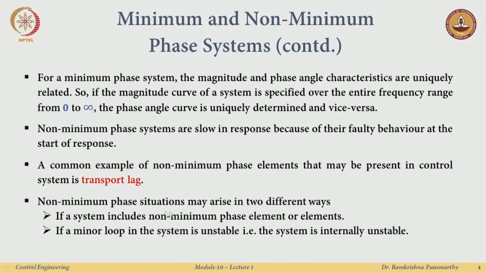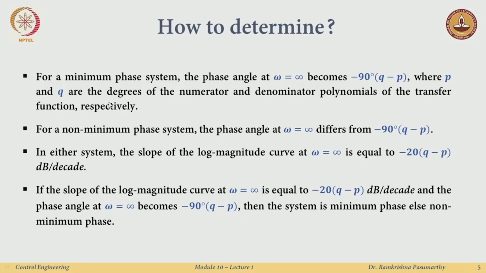So, when can non-minimum phase situations arise practically? Well, if the system includes non-minimum phase elements. Again, we'll revisit these examples in detail. Or when internally there is a minor loop that is unstable. Now, what are further techniques? Just look at the transfer function, or the phase characteristic and the magnitude characteristic. Is there any way we can distinguish between minimum and non-minimum phase systems?